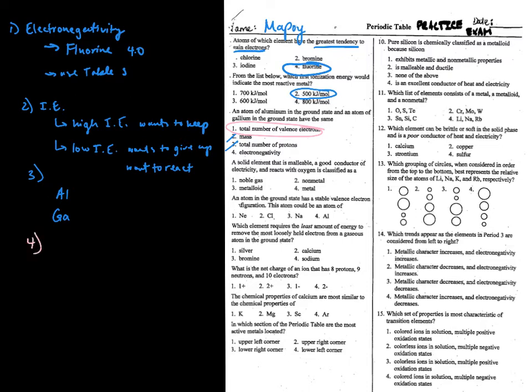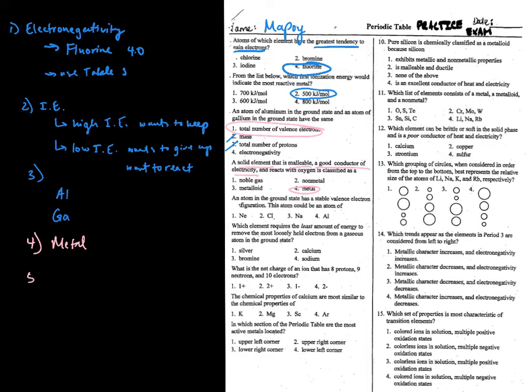Number 4, a solid element that is malleable, a good conductor of electricity, and reacts with oxygen is classified as what? Let's look at the keywords: solid, malleable, good conductor of electricity. Those are characteristics of a metal. That's choice 4. They're all characteristics of metals.